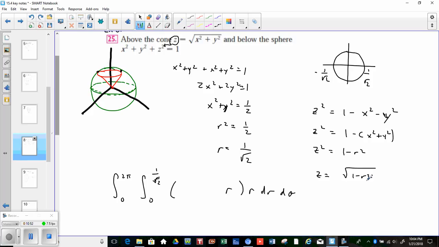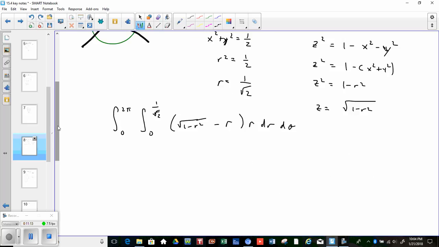And so I'm going to take that square root of 1 minus r squared and subtract the r piece, which is the top of this cone right here, because we're going in between the sphere and the cone. So there we go. All right, this integration is a little bit more messy, but really all it takes is a u substitution and some algebra, so we're going to run through it relatively quickly, I hope. This lag is not helping.